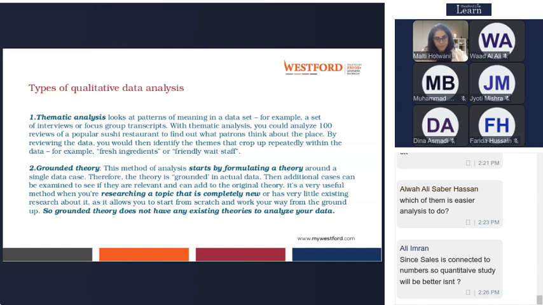Then another type of data analysis is grounded theory, where you start by formulating a theory around a single data set. So here, the theory is already there in the data. You know that the theory exists, and you ask questions around it, and you are either accepting the theory or rejecting it, saying no, this is not applicable to this particular group of people.